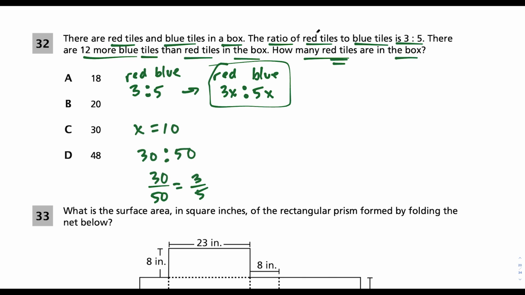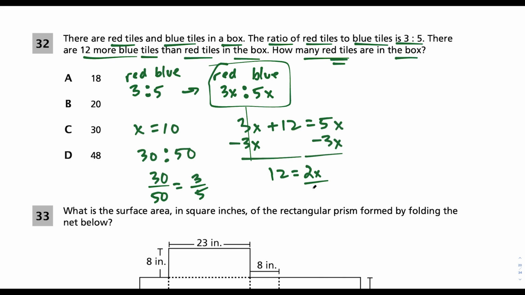So what we know is that there are 12 more blue tiles than red tiles. That tells me that if I took 3x and added 12 to it, that would give us the exact amount of blue tiles. So once again, the ratio is 3 to 5, but if I add 12 to this value, it's going to equal the 5x value next to it. So if we do this algebra, minus 3x on both sides, 3x minus 3x cancels, and we have 12 equals 5x minus 3x, which is 2x. Then divide both sides by 2, and x equals 12 divided by 2, which is 6.